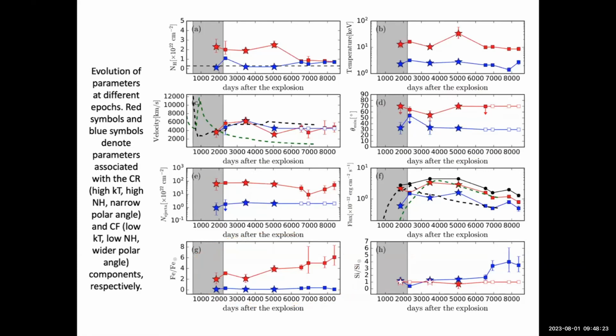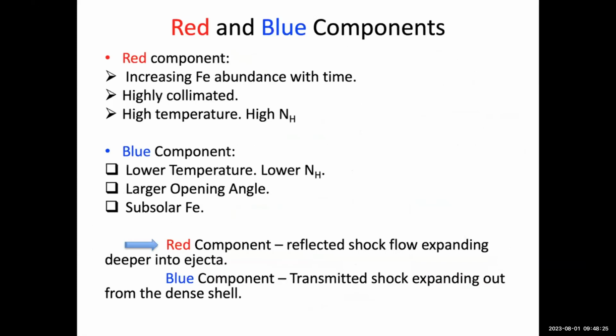So if you combine all these properties, especially the iron abundance and the fact that it's being absorbed by the ejecta, we can easily associate the red component with the reflected shock flow that I showed you before, which is expanding deeper into the ejecta. And as it goes deeper and deeper into the ejecta, it basically encounters more and more supersolar iron. Okay, so that makes sense.